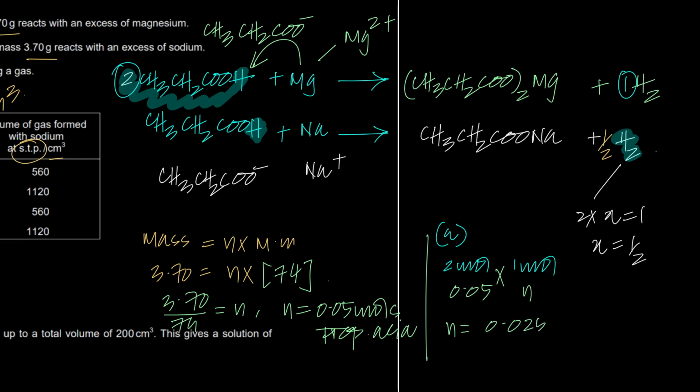Sorry, so you're going to get 0.025 moles of hydrogen. Done. Calculate the volume for it. V is equal to moles times molar volume. And please, you have to do it with the calculator. I am doing it right here in front of you.